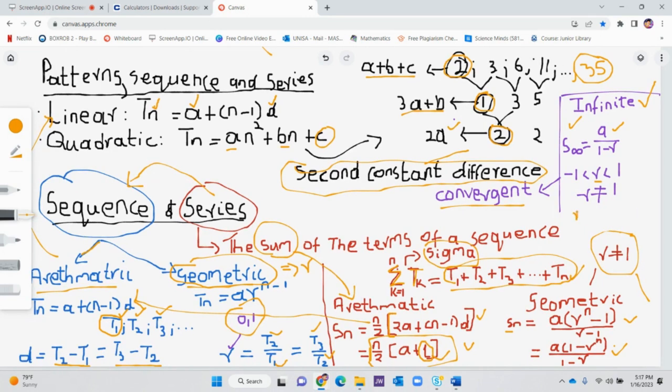But if your r is less than minus 1 or r is greater than positive 1, then this series is known to be divergent. Instead of convergent, then it's divergent. So if your pattern is divergent, then the infinite series does not exist. An infinite series does not exist for a divergent pattern, but does exist for a convergent sequence or pattern.